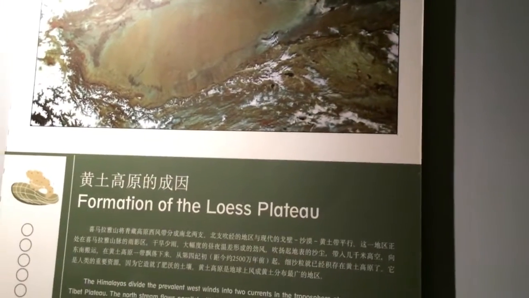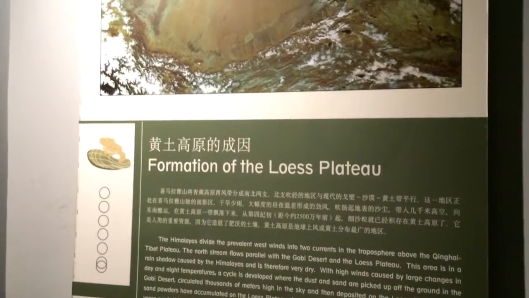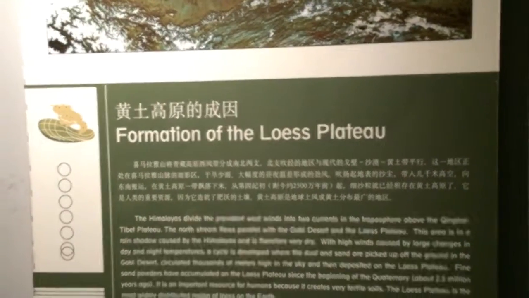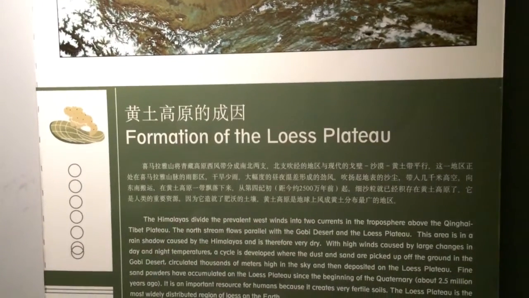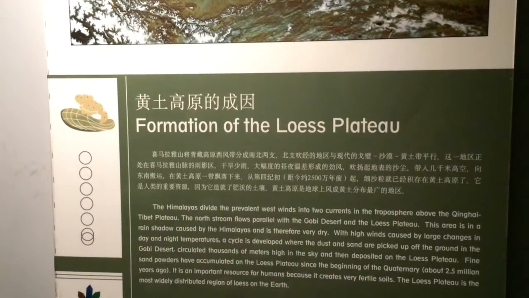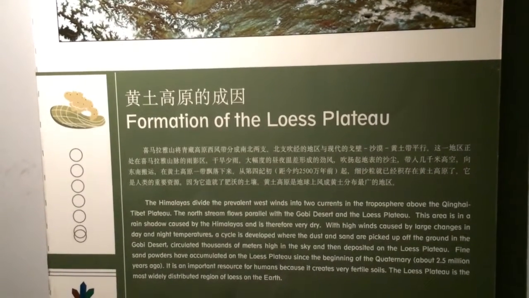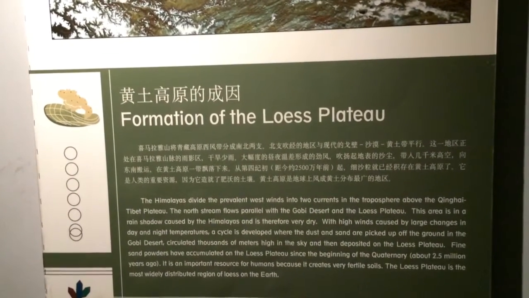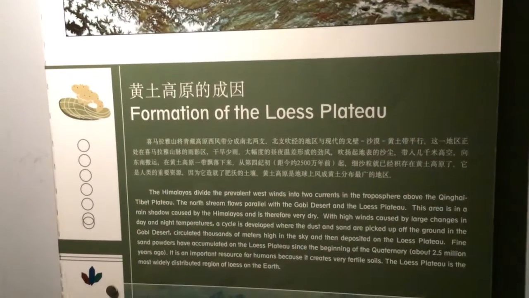Himalayas divide, prevalent west winds, and two currents in the troposphere above the Qinghai Plateau. The North Stream flows parallel with the Gobi Desert on the lowest plateau. This area is in a rain shadow caused by the Himalayas and is therefore very dry, with high winds caused by large changes in day and night temperatures. A cycle is developed where the dust and sand are picked up off the ground in the Gobi Desert, circulated thousands of meters high in the sky, and then deposited on the lowest plateau.